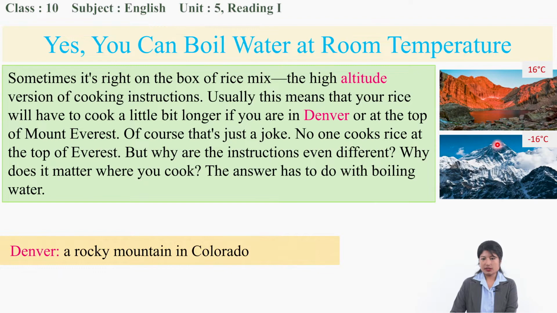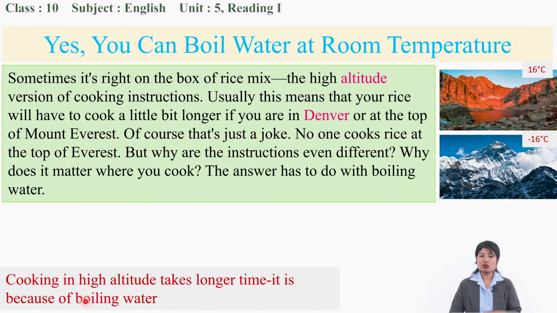So in Denver, the temperature is 16 degrees Celsius, and at the top of Mount Everest it is minus 16 degrees Celsius. So what do we do with this? What is the relation between cooking and the altitude given in this first paragraph? The paragraph says cooking in high altitude takes longer because of boiling water. There is some relation with boiling water.